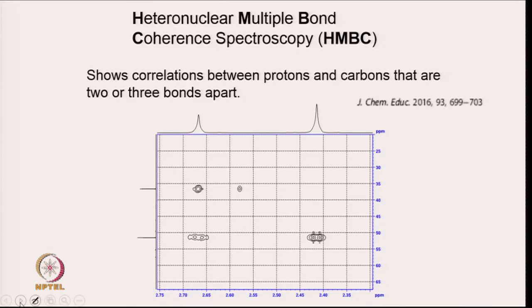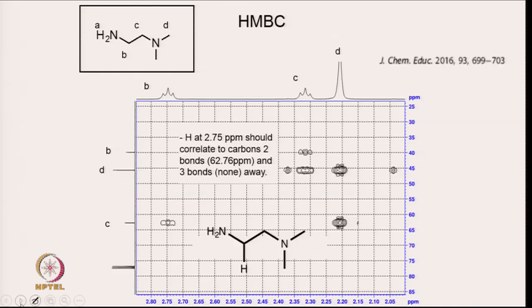Now you can also carry out HMBC, and this is particularly useful if your compound is quite big. It shows correlation between protons and carbon that are 2 to 3 bonds apart. So this side again is the proton NMR spectrum, and the y axis is your carbon NMR spectrum. Now look at the correlation here.